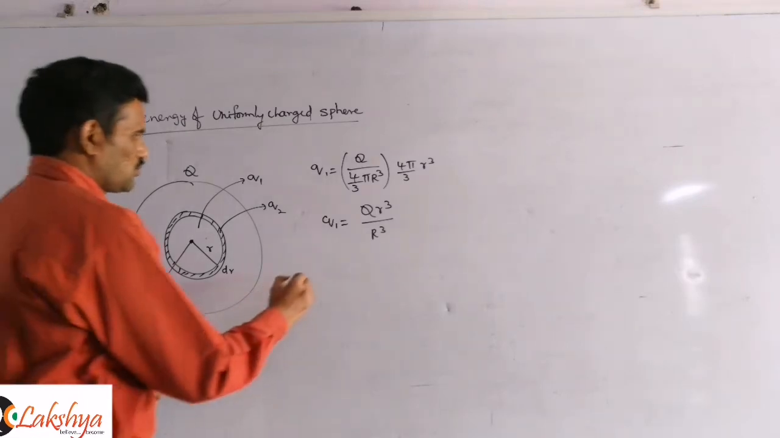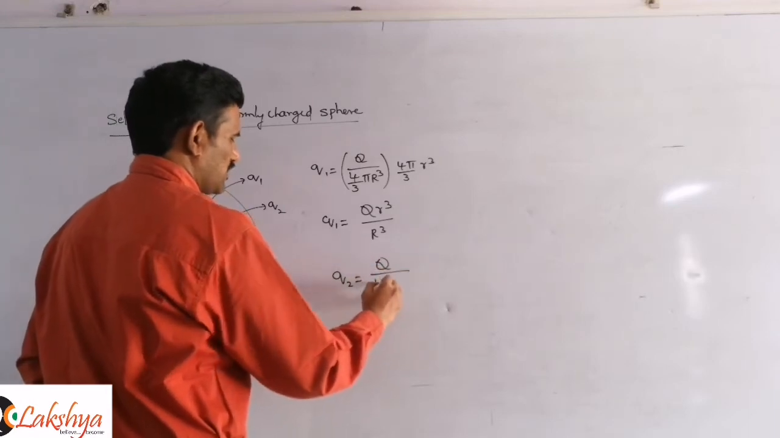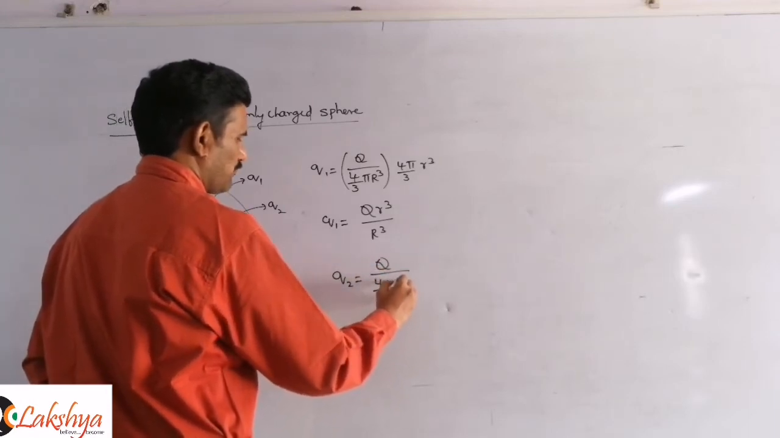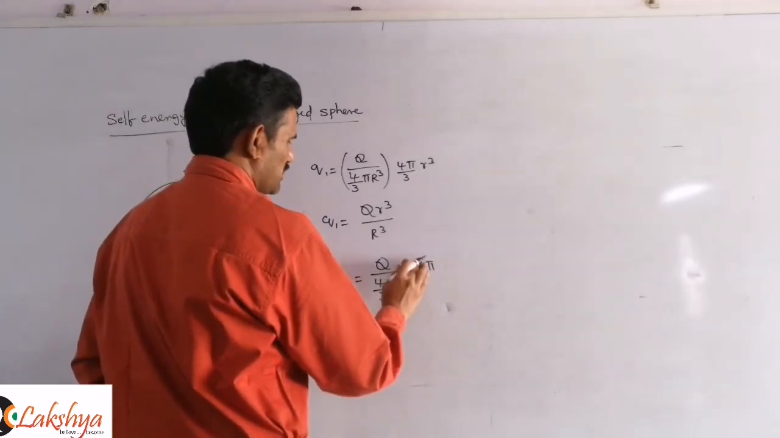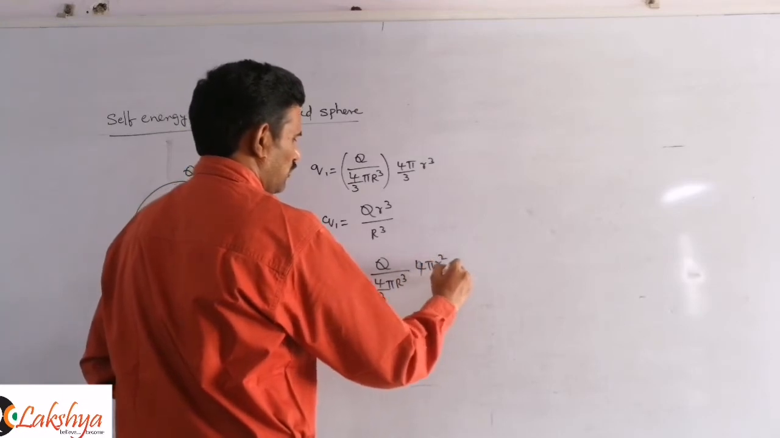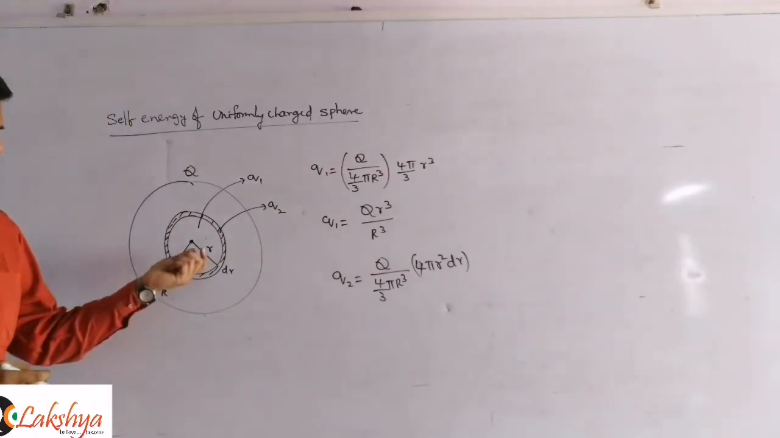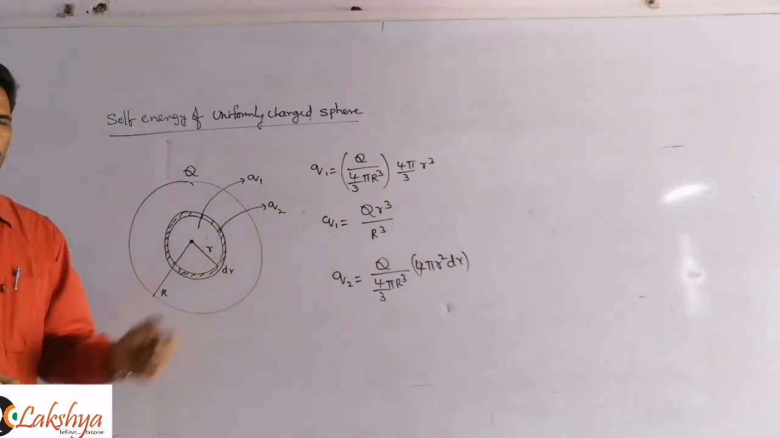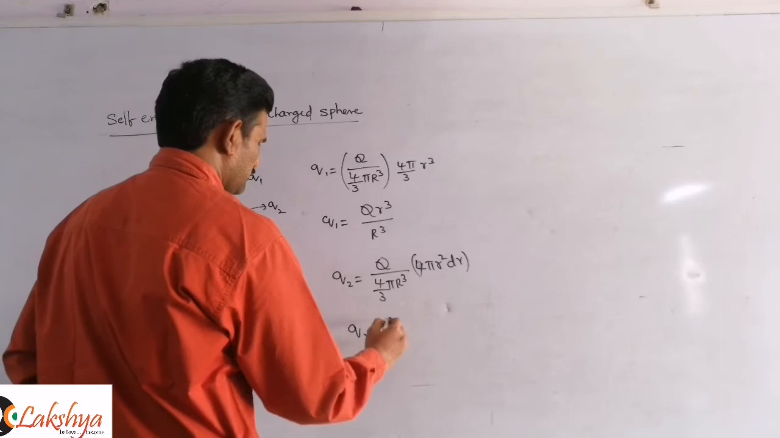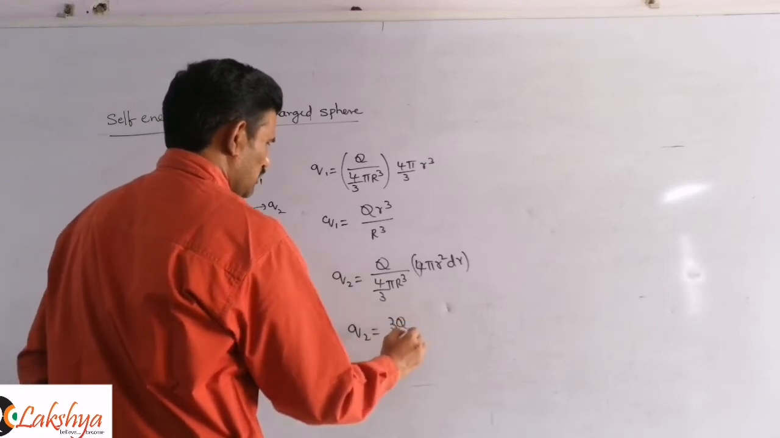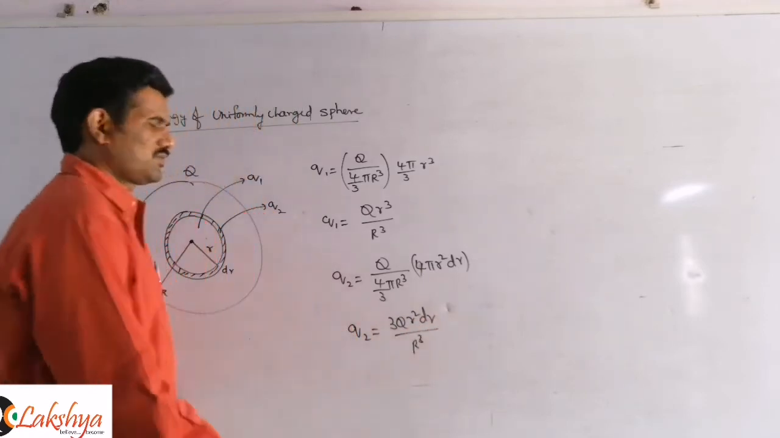Next, similarly write q2. Therefore q2 is nothing but the same volume charge density, q by 4 by 3 pi R cube, into 4 pi r square into dr, the volume of the spherical shell element, as we have written in many problems. That is the surface area into the width of this element. Now you can simplify this, the 4 pi will be cancelled, so q2 is 3q r square dr by capital R cube.